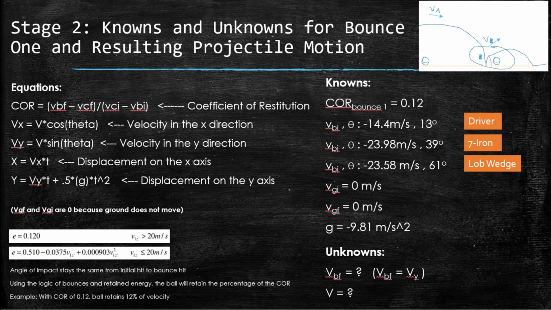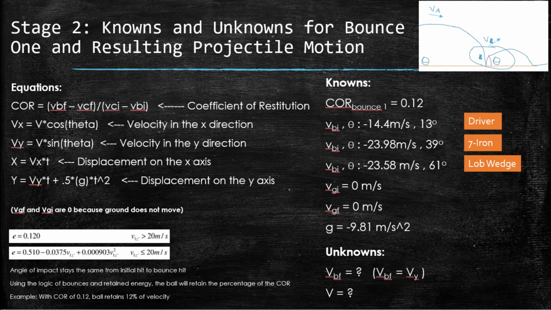Some important things to note about our numbers and equations are the angle of impact stays the same from initial hit to bounce hit because we are ignoring air resistance. And using the logic of bounces and retained energy, the leftover energy from the ball hitting the ground will be 12% because we have a coefficient of restitution of 0.12.